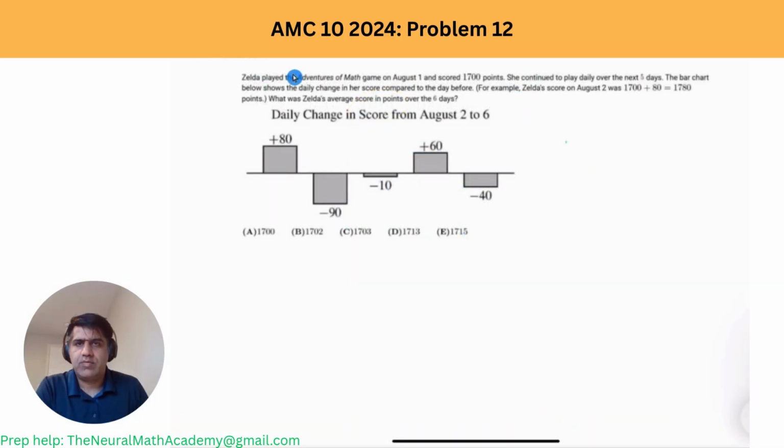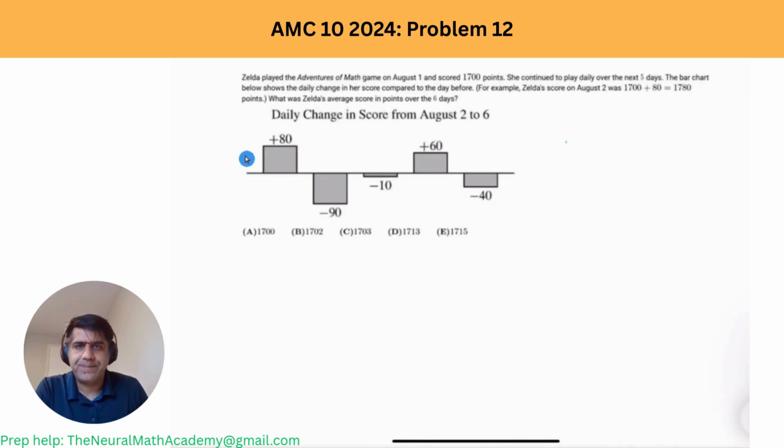Let's look at problem 12, where we are given that Zelda played the Adventures of Math game on August 1st and scored 1700 points. She continued to play daily over the next 5 days. The bar chart below shows the daily change in her score compared to the day before. So what was Zelda's average score in points over the 6 days? So we have to find the average score that she has scored.